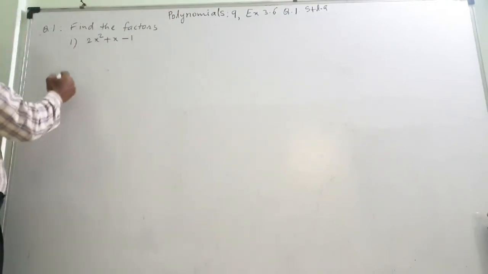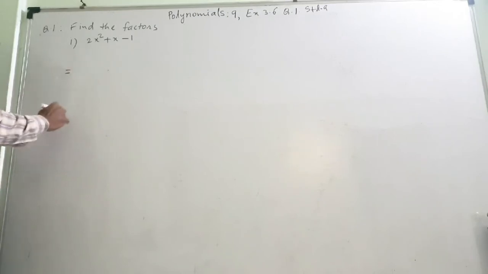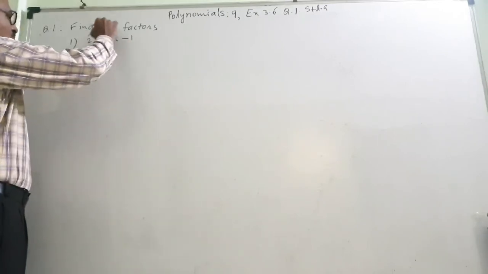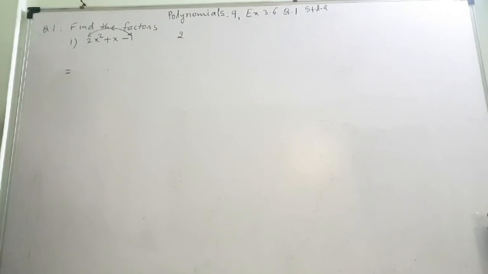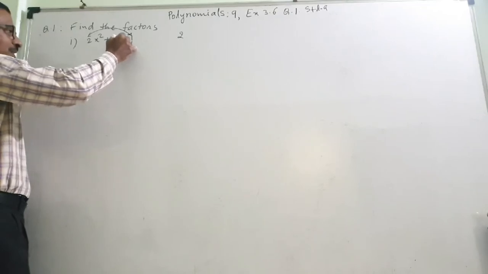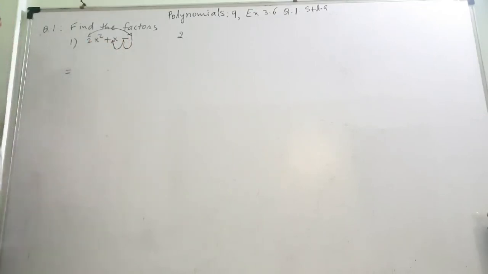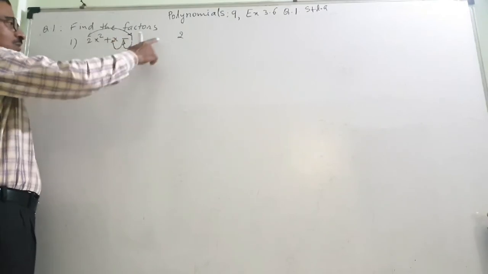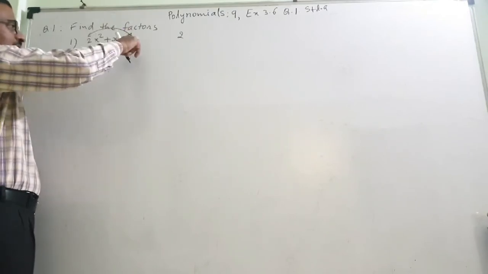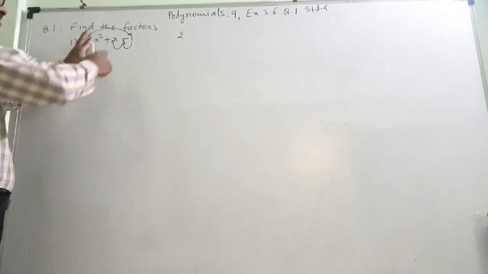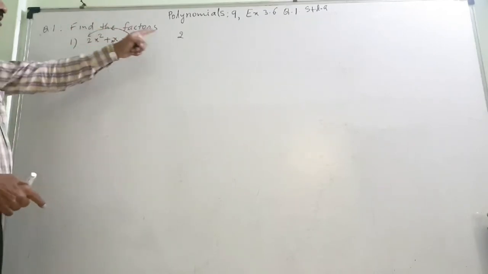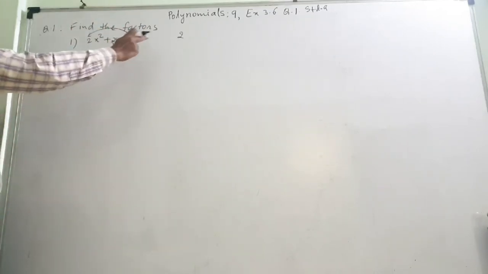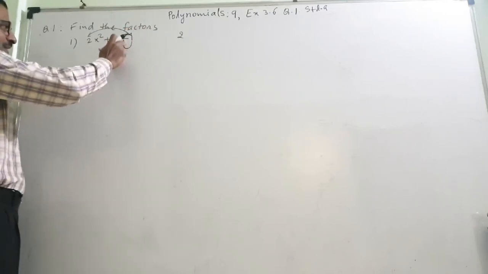This is the first. So, in this you just remember one trick. 2 into 1 is 2. Find the factors of 2 such that their subtraction is 1. If here it were 1, then we would say find the factors of 1 such that their subtraction is 1. But here it is 2. 2 into 1 is 2. Find the factors of 2 such that their subtraction is plus 1.